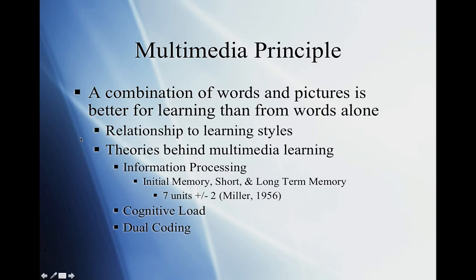So some of the theories behind multimedia learning, one is information processing, which basically says that we have three types of memory: initial memory, short-term memory, and long-term memory. You've probably heard of short and long-term memory. Initial memory is when we first see something and our mind decides what to do with it. Then we have short-term memory, which can hold just a few things. It's said to hold about 7 units, plus or minus 2, depending on how motivated we are to learn them. Really, more recent research says that's more like 5 units.